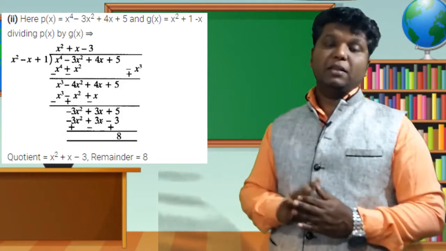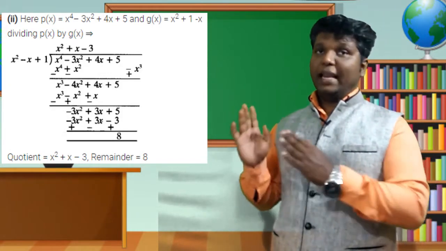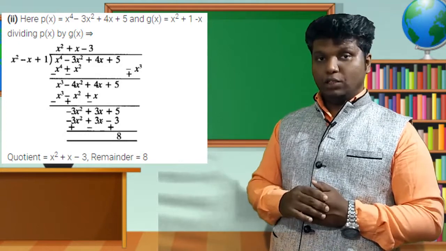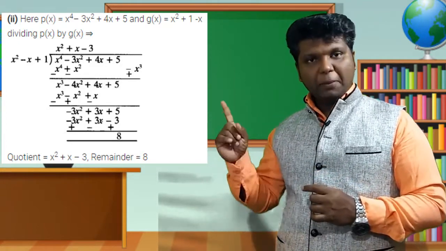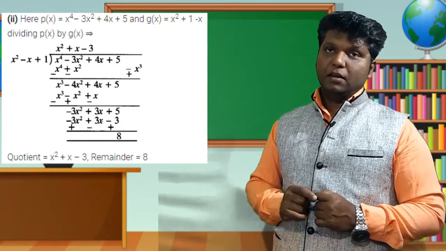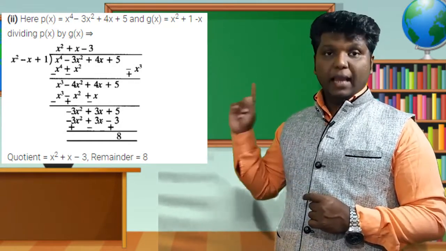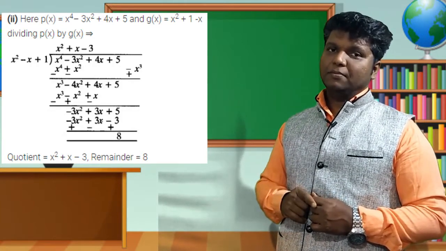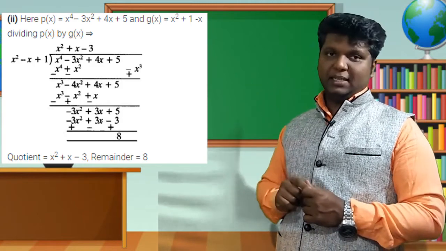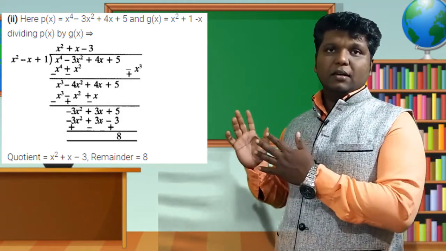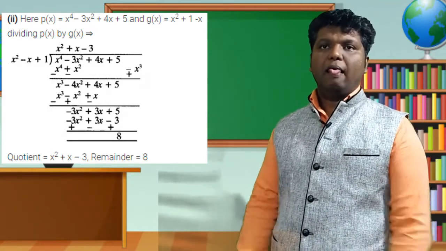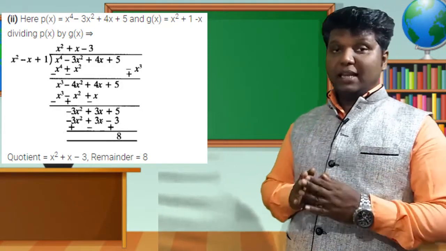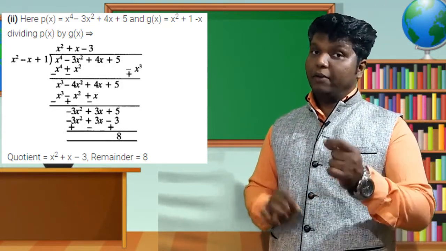First term divided by the first term of the divisor. So dividing x cube by x square, what will you get? Plus x. So write it there on the quotient part, plus x. Now multiply this quotient by the divisor, x into the divisor, what will you get? X into x square, how much is it? X cube. Then x into minus x, that is minus x square. As it is minus x square, we will write minus 1x square.